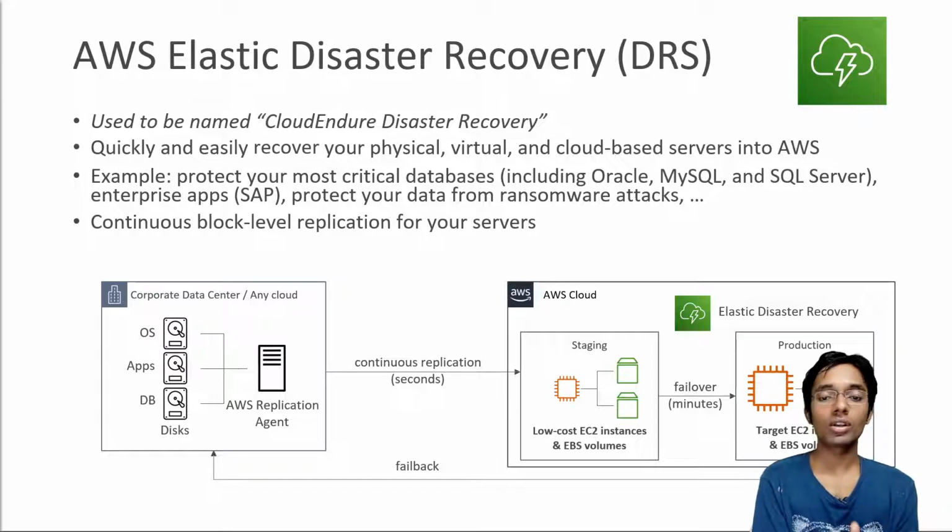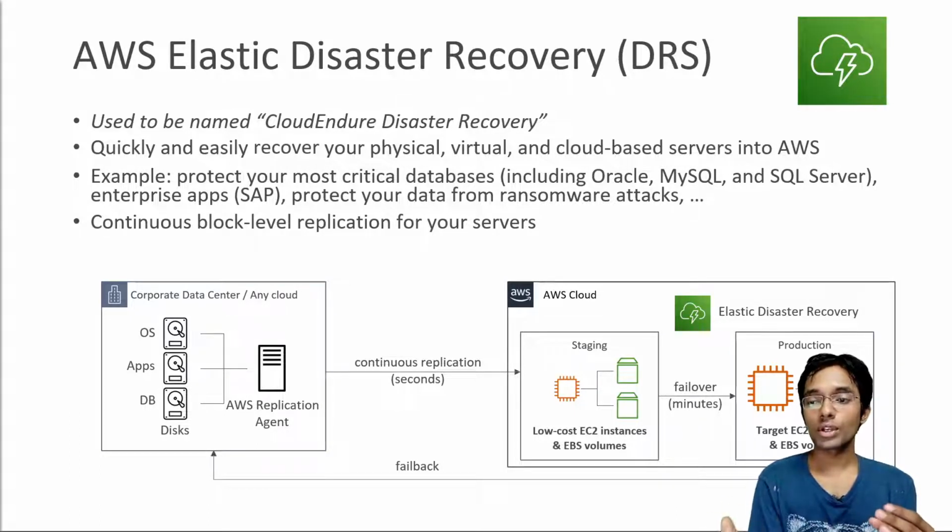So for example, you want to protect your most critical databases, for example, Oracle, MySQL, SQL Server. You want to protect your enterprise apps, for example, SAP, or you want to protect yourself from ransomware attacks and so on. For this, you are going to get a continuous block-level replication for your servers into the cloud. And the architecture is very similar because they actually rely on the same backend technology.